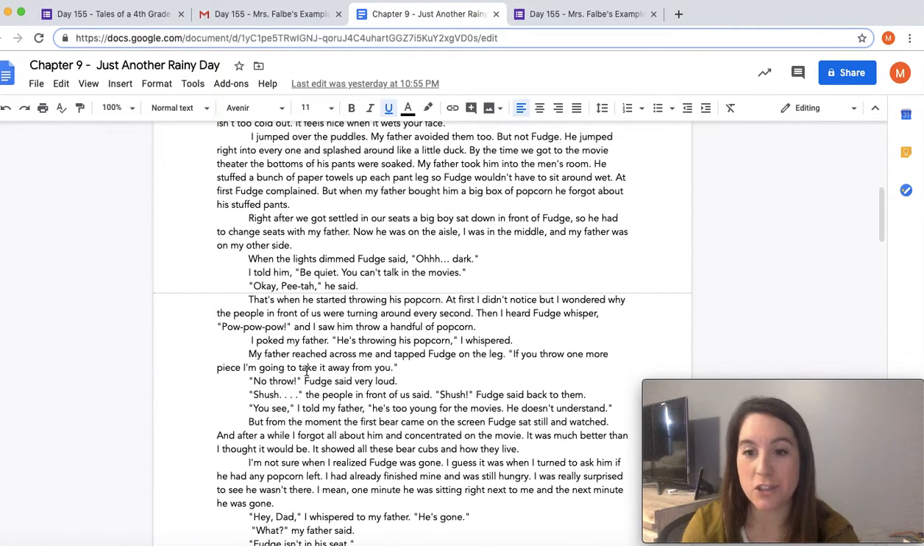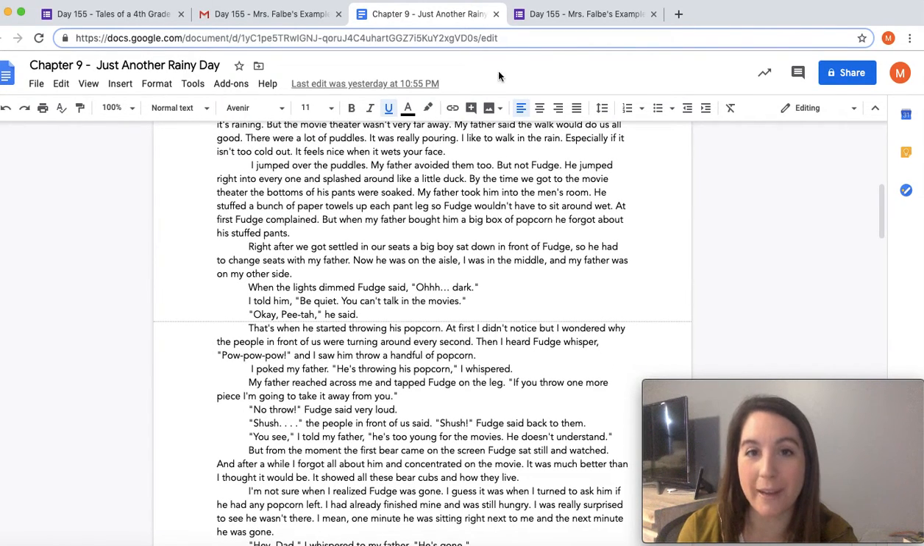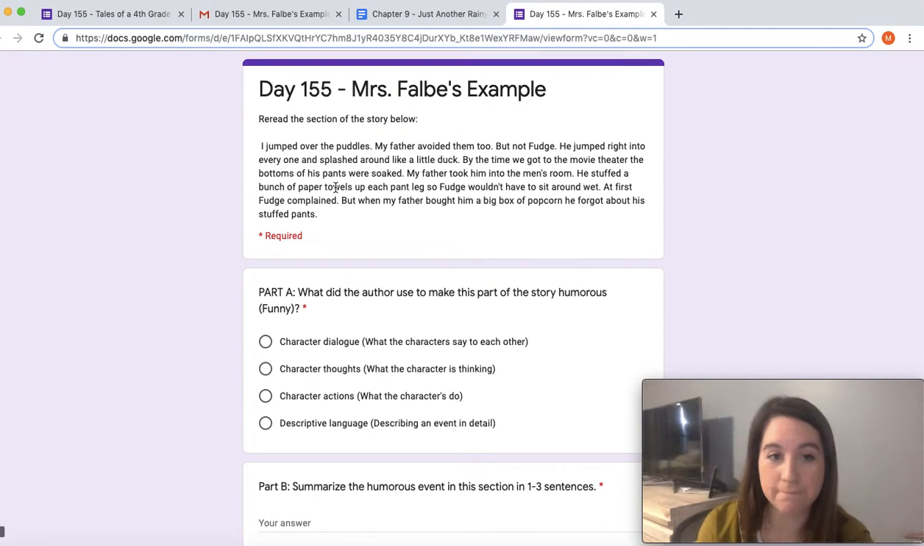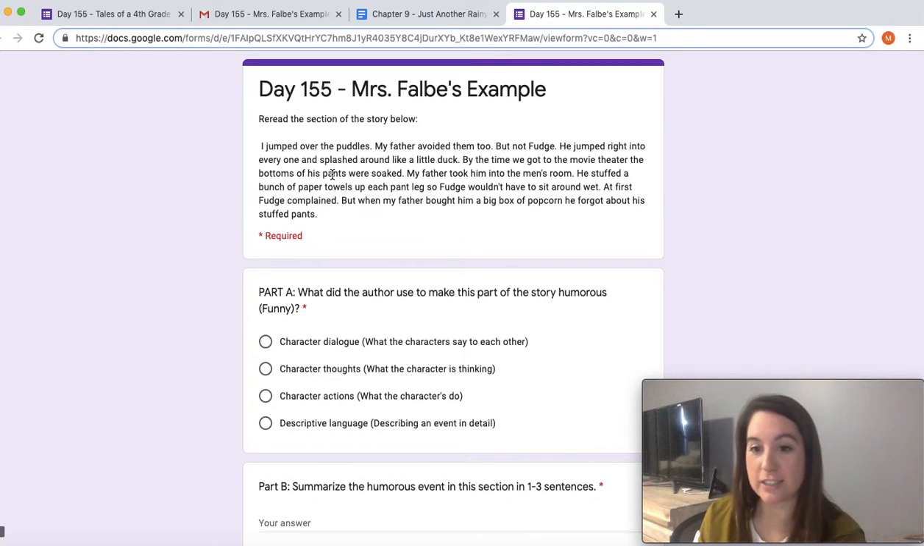Pause here. I actually just laughed right there, so I want to go to my example. For today, my example is right here. It says reread this section of the story. This is a short section. Usually it's a little bit longer because there's lots of dialogue, but this is just a shorter paragraph, and we're going to talk about why I chose this one.